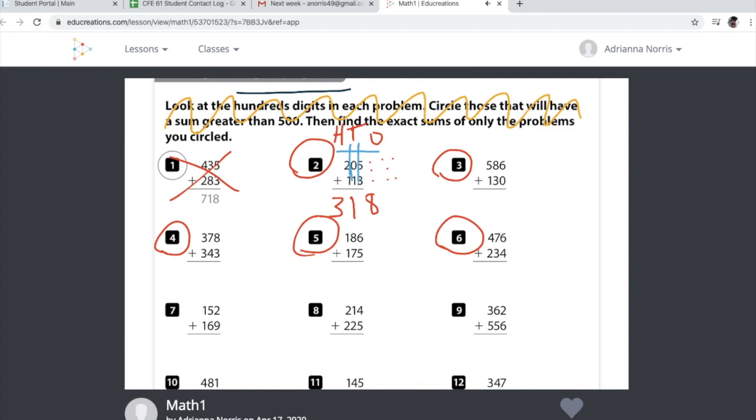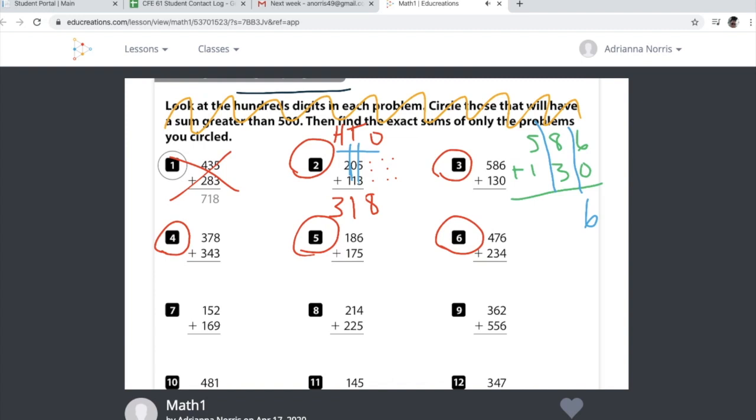Number 3, we have 500, and this time I'm going to write it on the side. I have 586 plus 130. All right. Always start in the ones place, and I have a 6 and a 0. When I'm adding, my numbers get bigger. 6 plus 0 is 6.